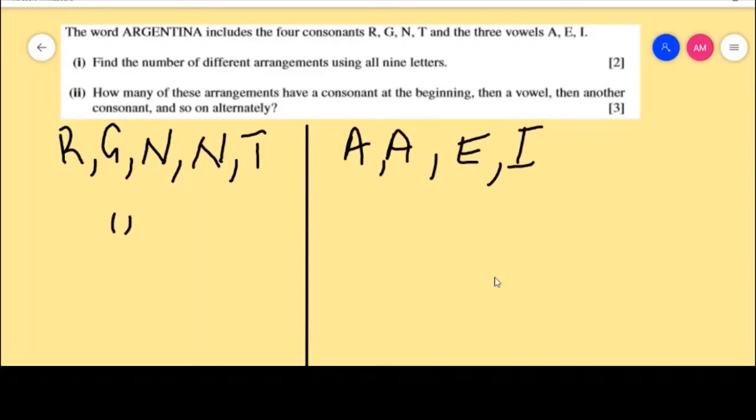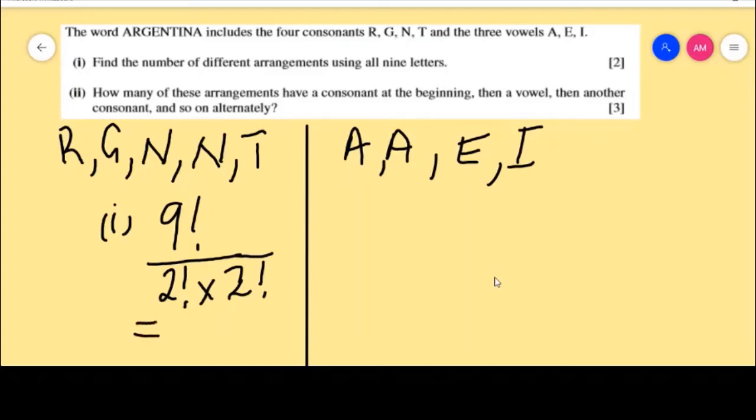Now part 1. Find the number of different arrangements using the 9 letters. There are no restrictions, so 9 factorial. Are there repeats? Yes, there are repeats. I can see my N's repeat, so 2 factorial for the N's repeating. Any other repeats? Yes, the A's repeat, 2 factorial for the A's that repeat there. If I do that on my calculator, I get 90720. So this is part 1.